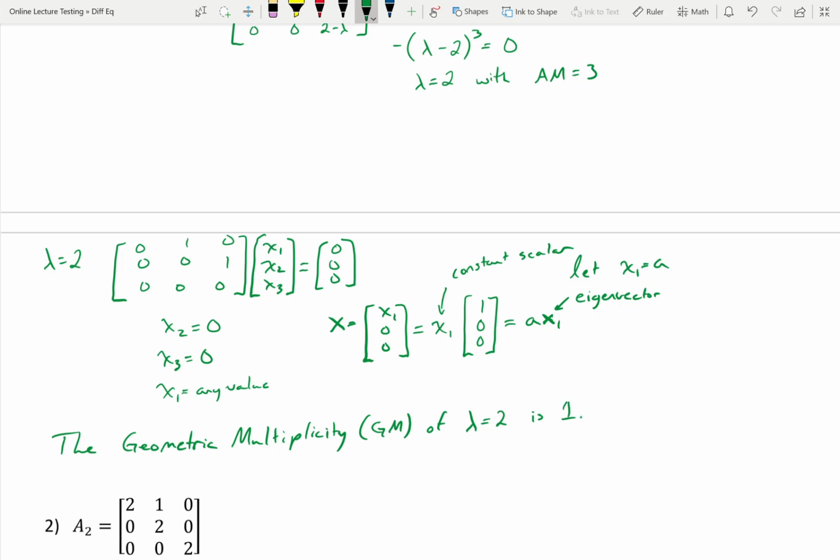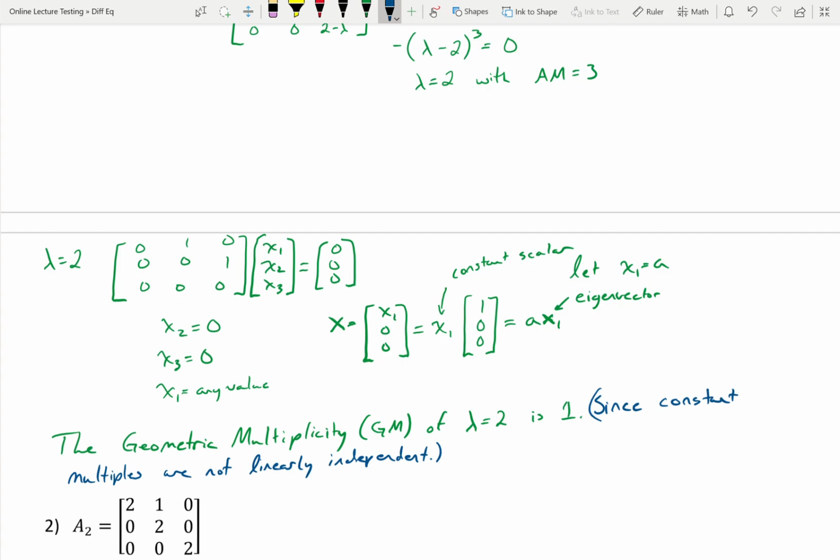And the reason for this is that constant multiples are not linearly independent. Okay, so this is what the multiplicity part is.